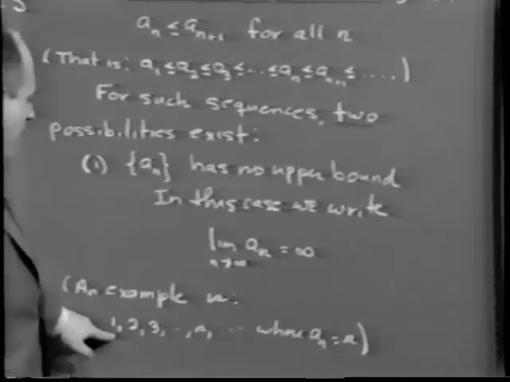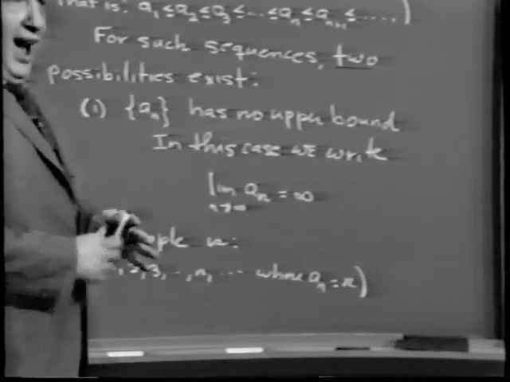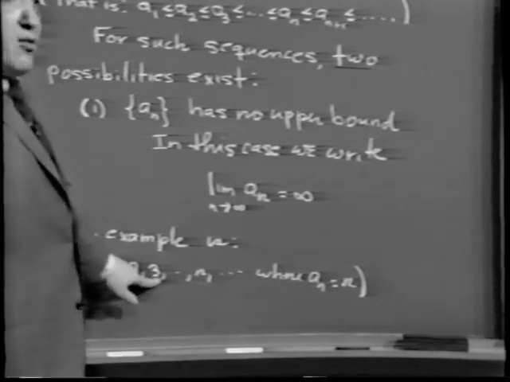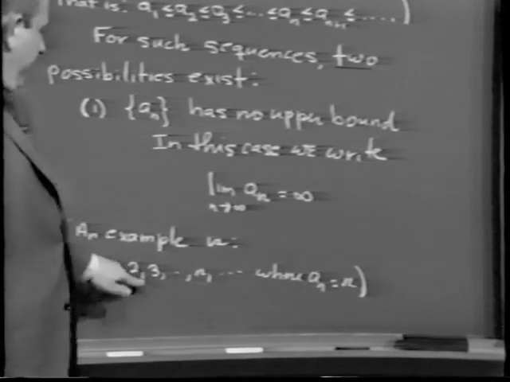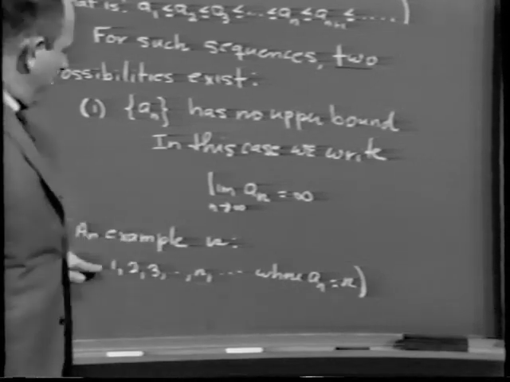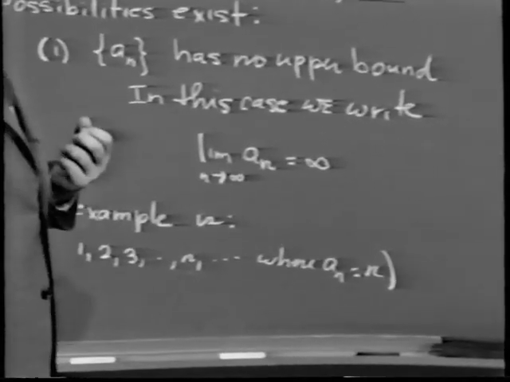And for example, the ordinary counting sequence has this property. See, 1, 2, 3, 4, 5, etc. is a monotonic non-decreasing sequence. In fact, it's monotonic increasing. Every member of the sequence is greater than the one that came before, but as you go further and further out, the terms increase without upper bound.